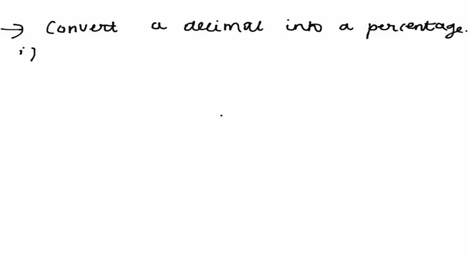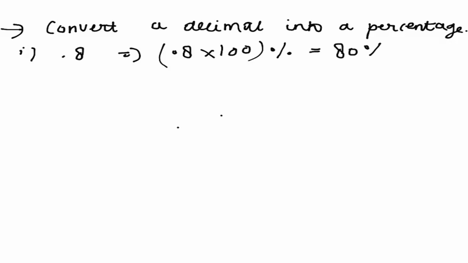Suppose we have 0.8. Now we have to convert it into a percentage. For this we have two methods. The first method is that we can simply multiply it by 100. 0.8 times 100, and then we put a percentage sign over here. So it will give us 80%.